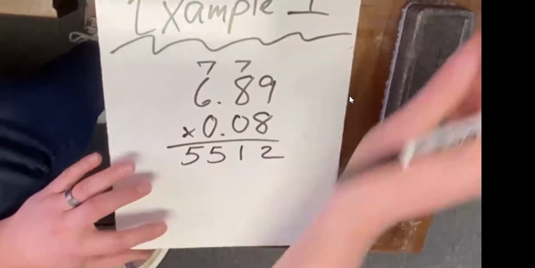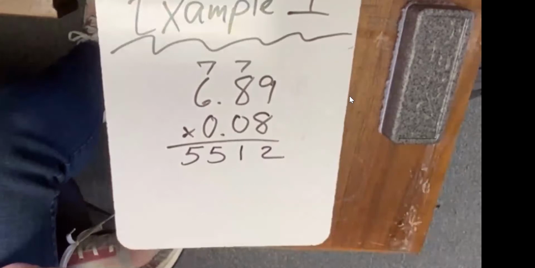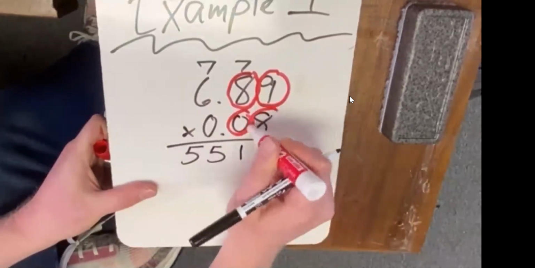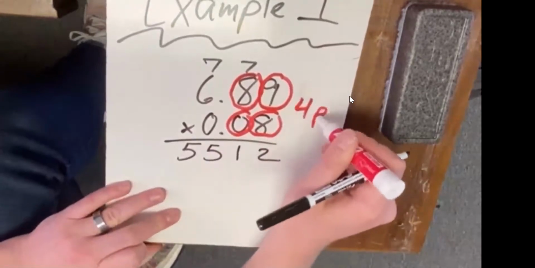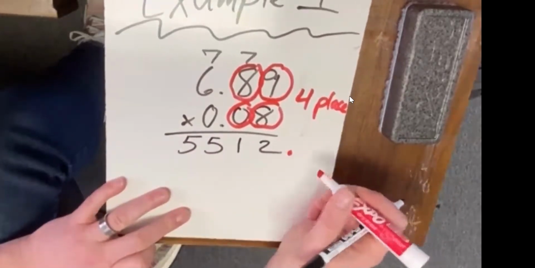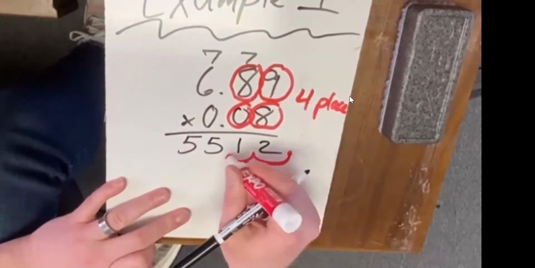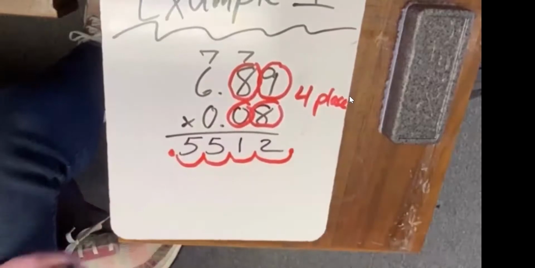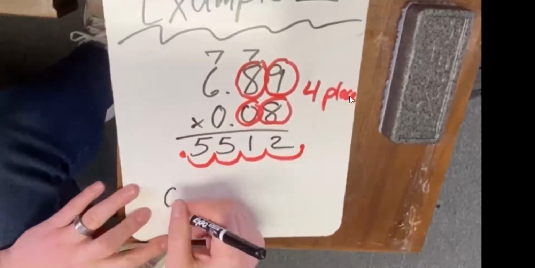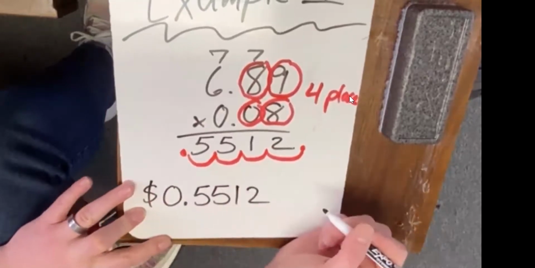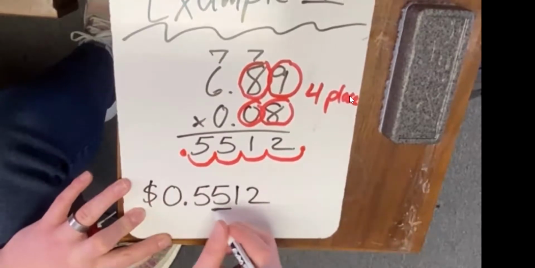What I need to remember is that I need to move my decimal. I have, how many places after the decimal? I have 1, 2, 3, 4. So this is where I say 4 decimal places is how many times I need to move my decimal. So I start here, move it once, twice, 3, 4 times. My decimal is now right there. So my answer is going to be 0.5512.